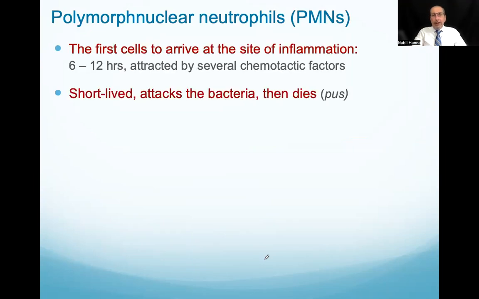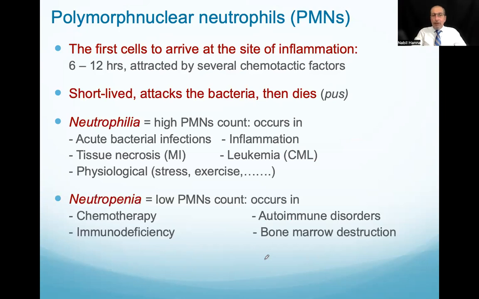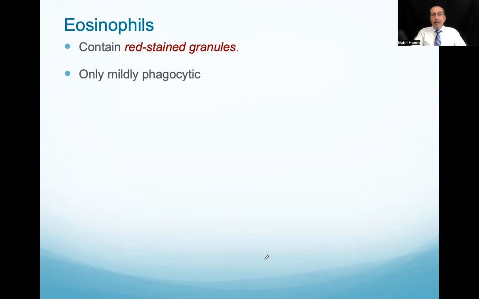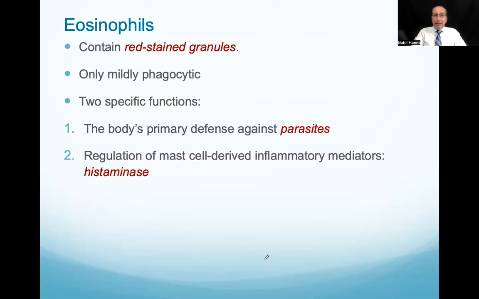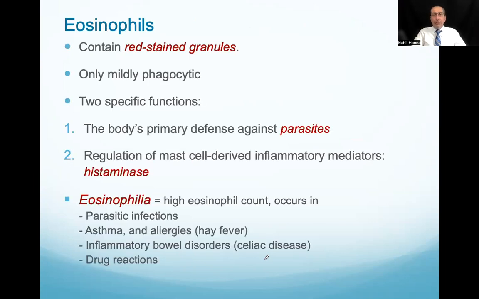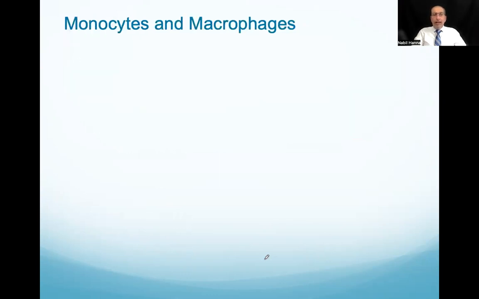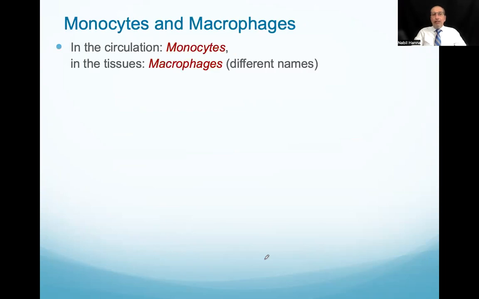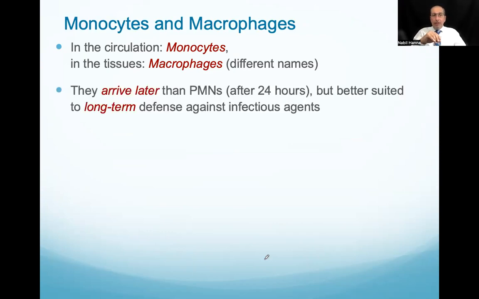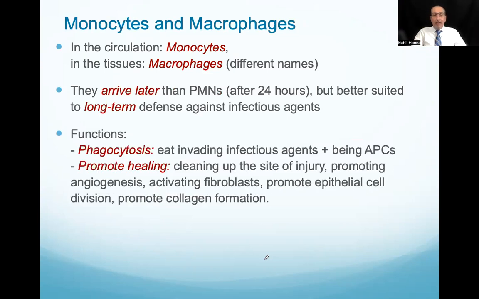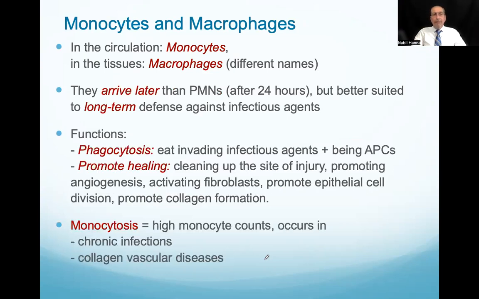Neutrophils, as I mentioned, increase in bacterial infections, and if you have neutropenia, you become very vulnerable to serious bacterial infections. Eosinophils increase in parasitic infections and in some allergic conditions. Basophils are usually increased in allergic reactions. Macrophages, these are the big eaters. When they are circulating in the blood, we call them monocytes. When they are in the tissues, we call them macrophages. They arrive late and they clean the field, preparing for future healing.